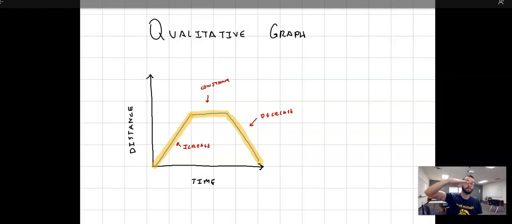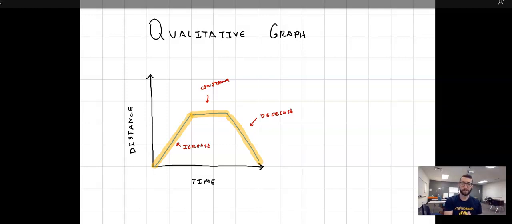And then when you hit that flat part, it's constant, right? Meaning you're not getting any more money, but time is still going up. And then lastly, you have a decrease, right? It's going down. Maybe you spent money and it's going down, so it's not always a story.